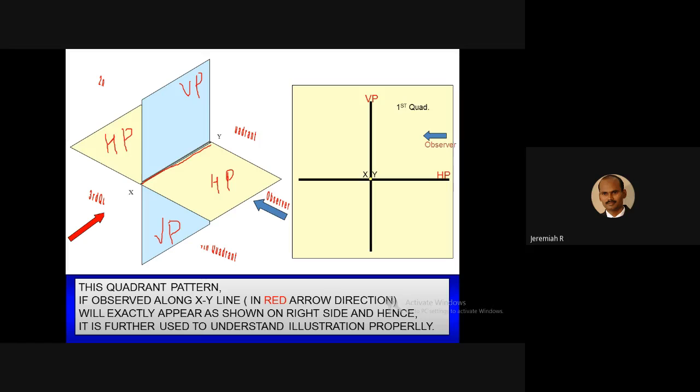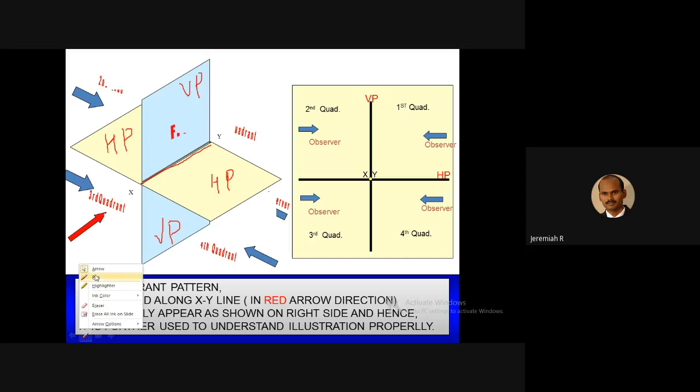So this is the first quadrant. This is the second quadrant. This is the third quadrant. This is the fourth quadrant. Just see the arrow. Our arrow is most important, where the observer is watching. If it is the first quadrant, the observer stands here. We have to watch from here.